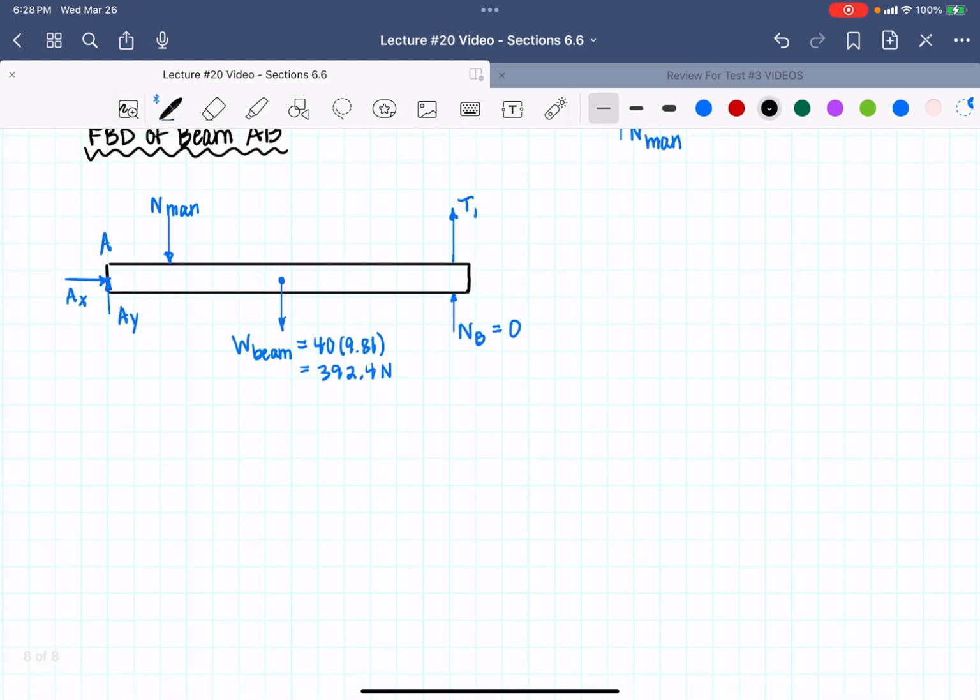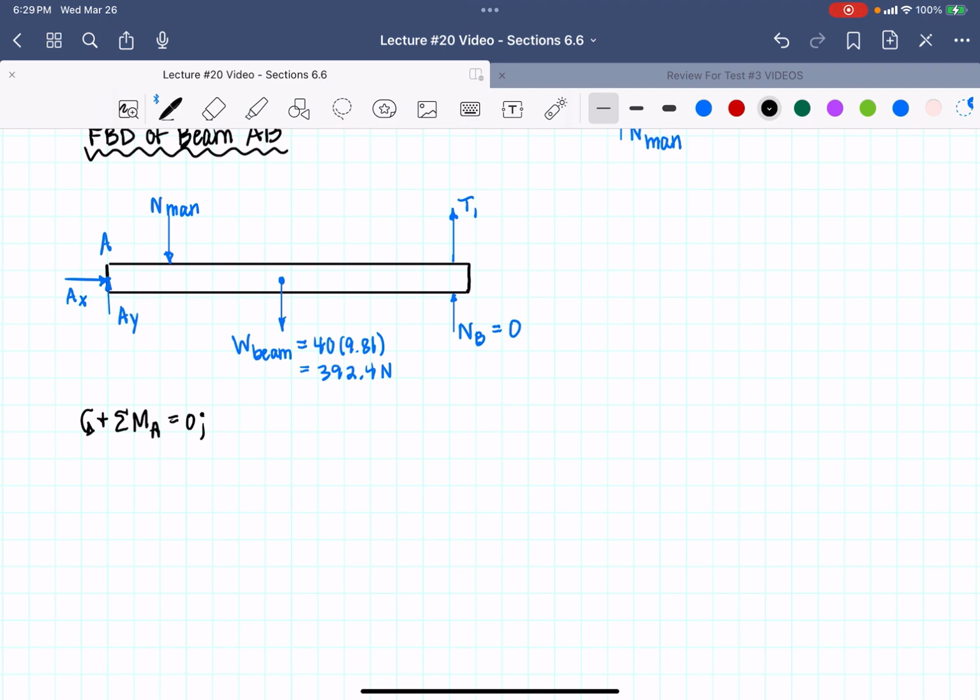So I'm going to do what I love to do and sum the moments about point A, because there's two forces there that I don't know, but then I will be able to solve for the normal force of the man. So if I sum the moments, this is going to give me my third equation. I've got two equations already. Sum my moments about A, they equal 0. Now, it did not ask us for the reactions at A. We can solve for those later, but right now we're just going to solve for T1, T2, and the normal force of the man. So by putting the moment at A, I take those out of the equation.